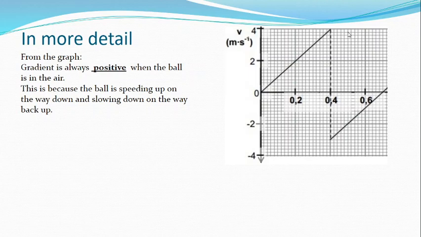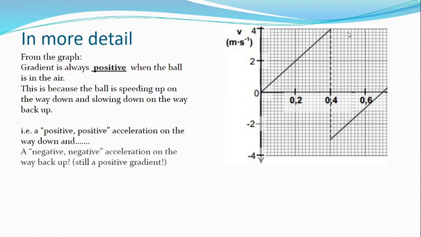If we drop something, it momentarily has zero velocity at the point it's dropped, and then acceleration means that it accelerates towards the ground, so its velocity increases. So when something is going down, its velocity is going to increase, so it's going to have a positive gradient. If it's going up, it's going to have a negative acceleration, but it's still a positive gradient. So the gradient is 9.8 meters per second squared, the acceleration due to gravity.